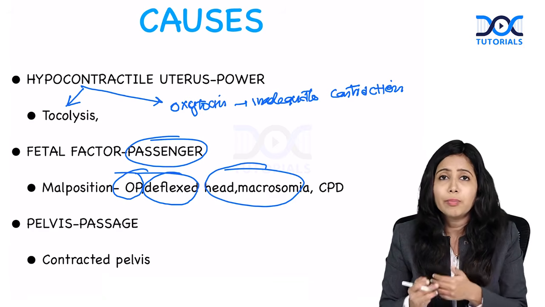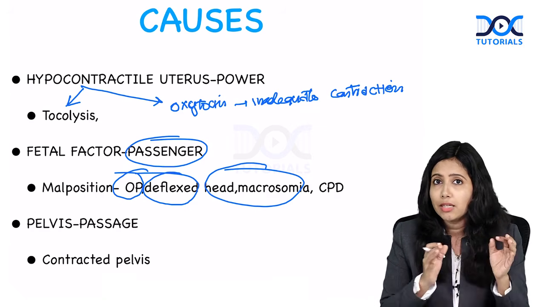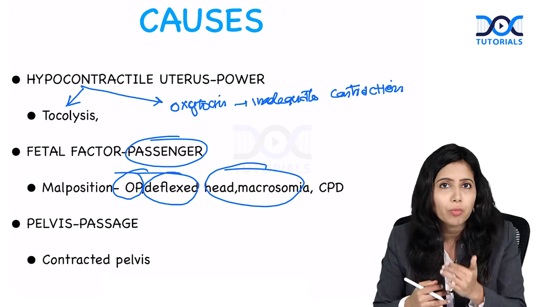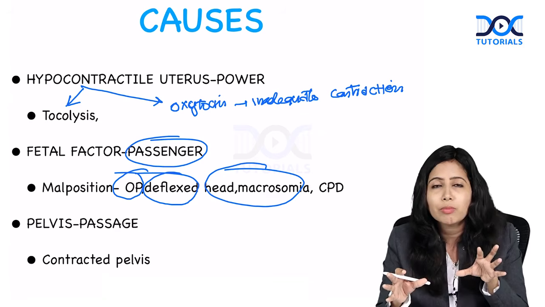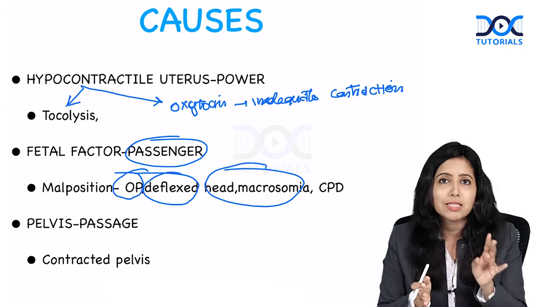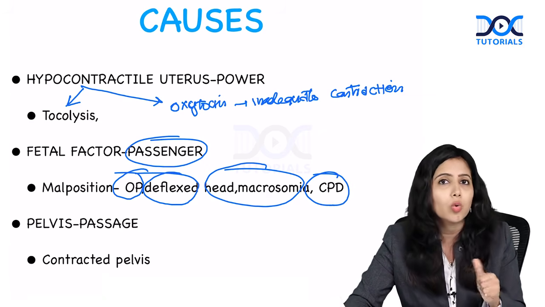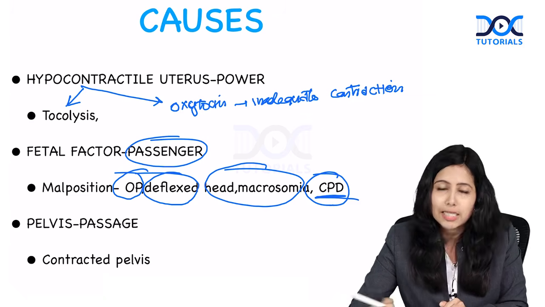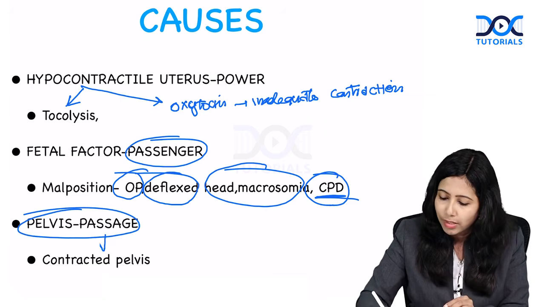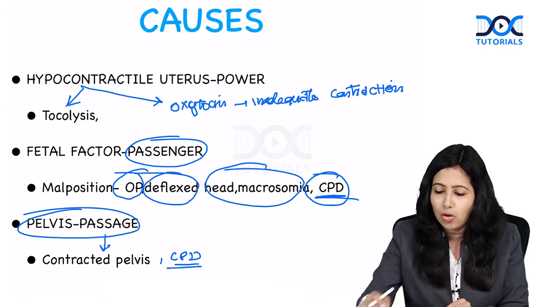When the baby's size and the pelvis are not matching, we call it CPD or cephalopelvic disproportion. There is some disproportion between the pelvis and the baby, due to which the baby is unable to negotiate. The power, the passage and passenger have to be normal. In CPD, either there is a problem with the passage or with the passenger. Finally, coming to the pelvis, we have a contracted pelvis or CPD. CPD comes under both. Alright.